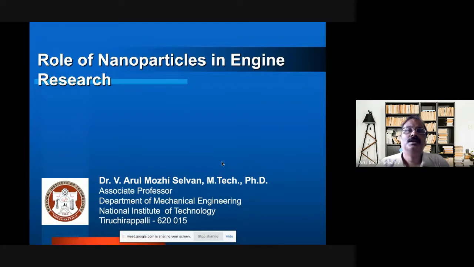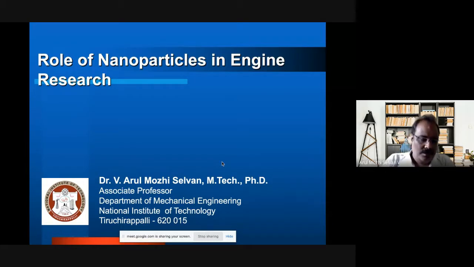So how this fuel can be used in an engine successfully, and what will be the change in the performance and emission characteristics with the use of alternative fuels, and how to improve upon it. This I am going to share with you for another 45 minutes. At the end of this session, or even in the middle, if you have any queries, you can disturb me and ask your doubts.